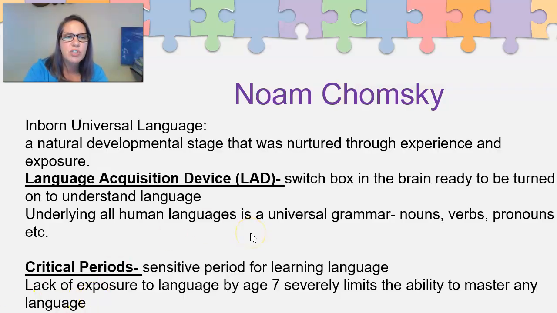Noam Chomsky also talked about critical periods. So he said there was a particular time period in a child's development when they need to be learning language. And if they are not learning language in that time period, and he said by the age of 7, that was his idea, if children do not learn language by the age of 7, then it severely limits their ability to learn language. And we are going to watch a documentary that really illustrates this concept of critical periods.